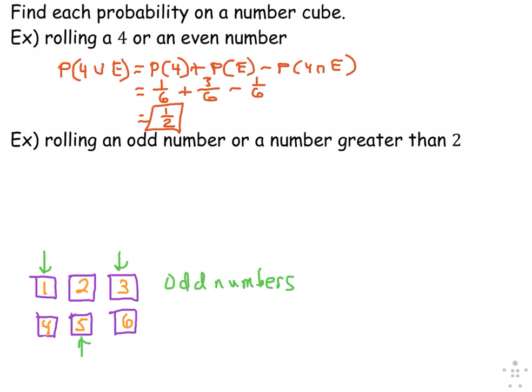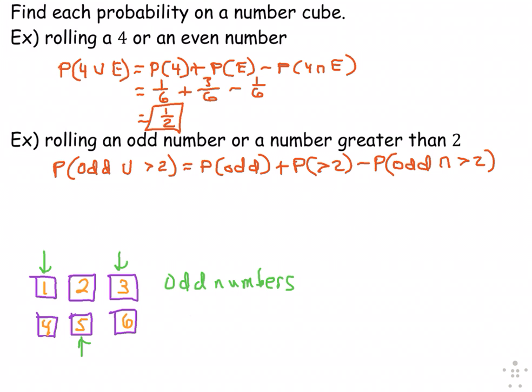Now we're to find the probability of rolling an odd number or a number greater than 2 on a 6-sided number cube. So the diagram here shows that the odd numbers are 1, 3, and 5, and we could see that 3 and 5 are numbers that are greater than 2, so these are inclusive events. So we get the following formula.